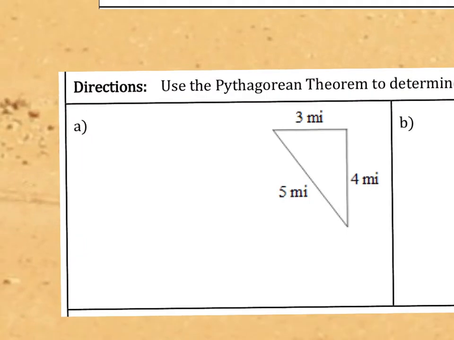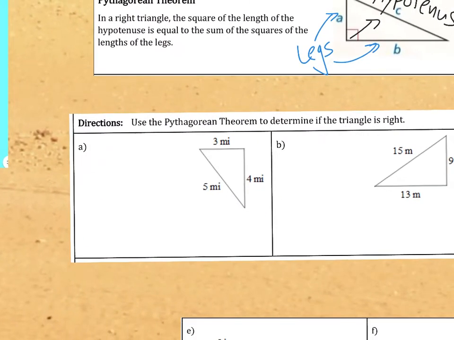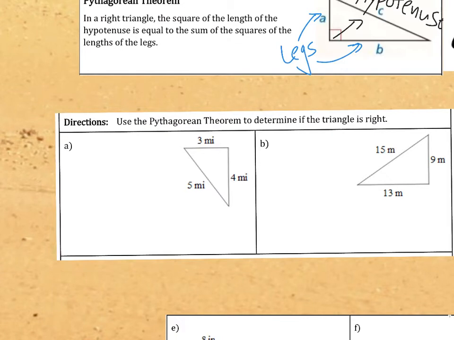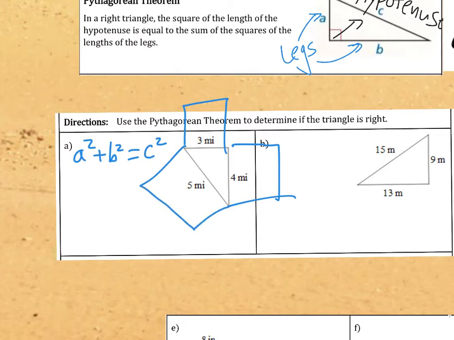First one, we want to see: are these right triangles? We just saw that the Pythagorean theorem says that if they're right triangles, then the area of the squares on the legs would have to add up to the area of the square on the hypotenuse. So what does that mean? That means that the area of this square, which is 3 squared, plus the area of the square on the 4, 4 times 4, would have to equal 5 squared.